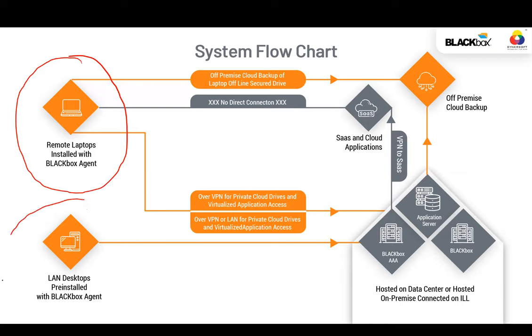And this is your LAN desktop part of it, which is pre-installed with, again, an agent. The agent is an endpoint agent. Now there should be a VPN server. Black box itself is a VPN server. If it is not there in your network, you can define one VPN router or a firewall inside your network so that users who are accessing the data cannot access it without VPN.